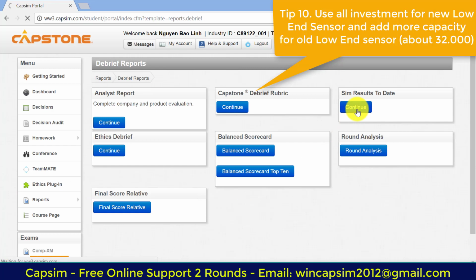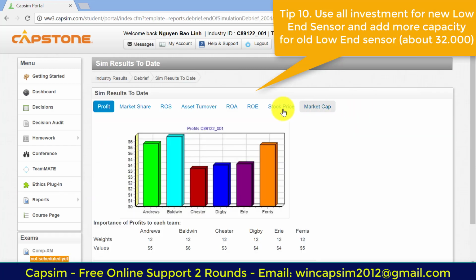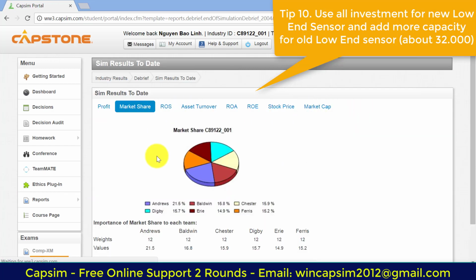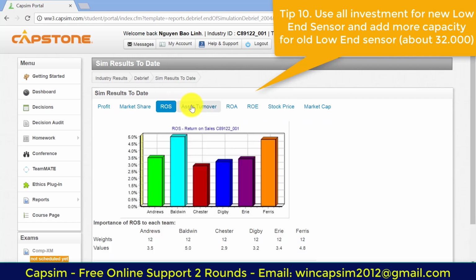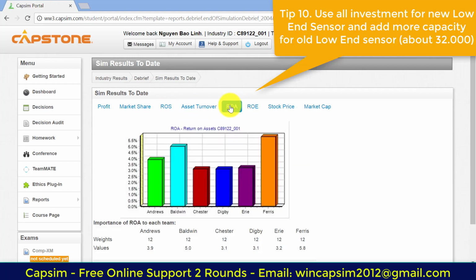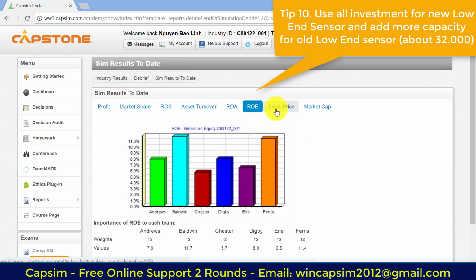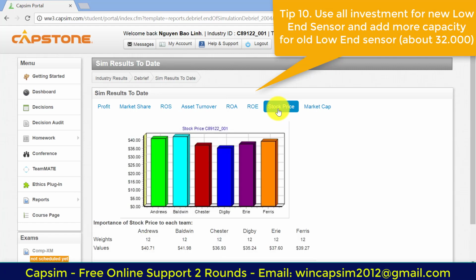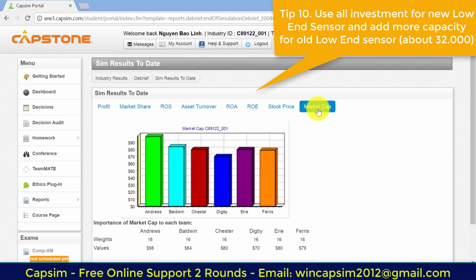We can also check the debrief report. We get good profit on top. After a few rounds, we win the best one. The market share is 21.5%. Good. ROS will be higher soon. Asset turnover, ROA, and ROE will be higher from the next round. But this round we are on top of stock price, and market capitalization we are at max.